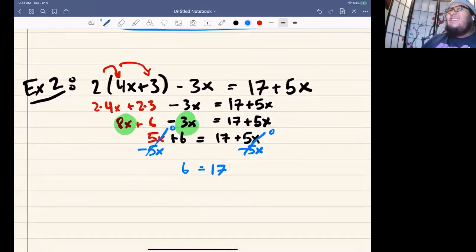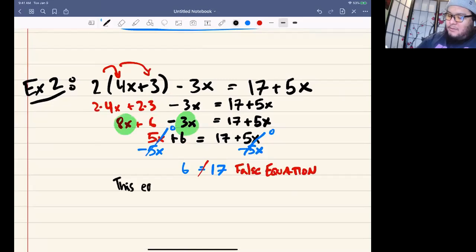All right, is 6 equal to 17? That is never true. This is a false statement, right? This is a false statement. This is a false equation. And because we've isolated the variable and we ended up with a false equation, well, what we can determine is this equation has no solution.